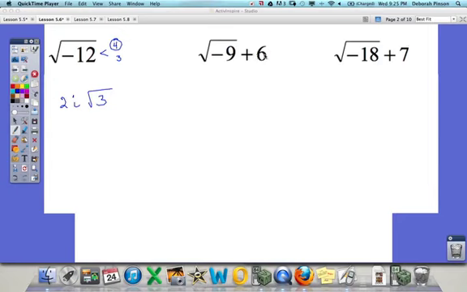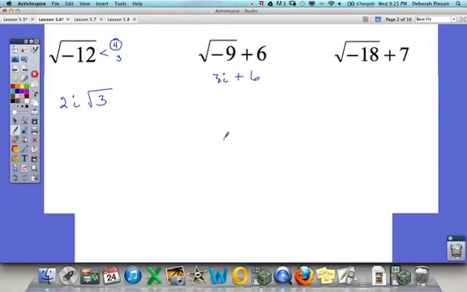Now sometimes you'll see setups where some of it is a real number and some of it is an imaginary number. So this is 3i plus 6. For whatever reason, standard form is to put the 6 first. So 6 plus 3i. Okay, this one's a little bit messier, but we can do it like we did the others. 18 is 9 times 2. So 3 root 2. Make sure you remember your i in there. And then remember, standard form is to put the real number part first, and then the i stuff.